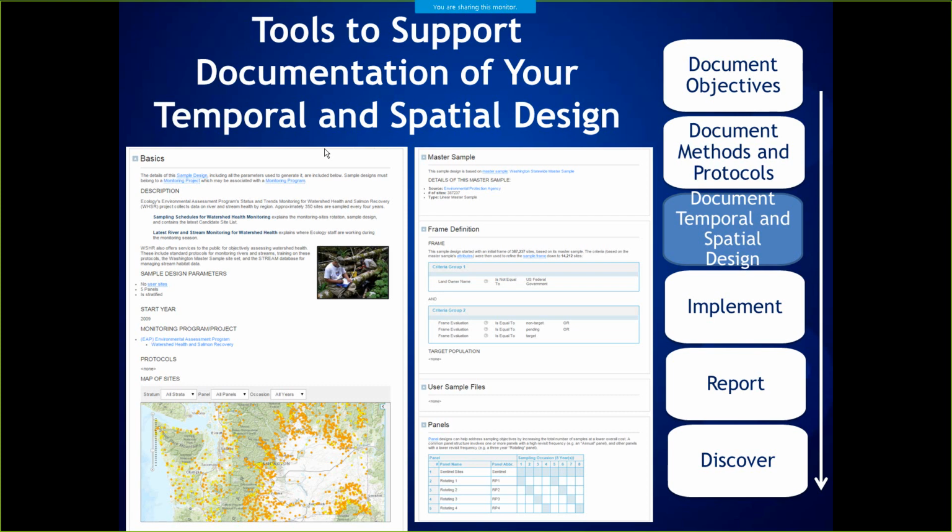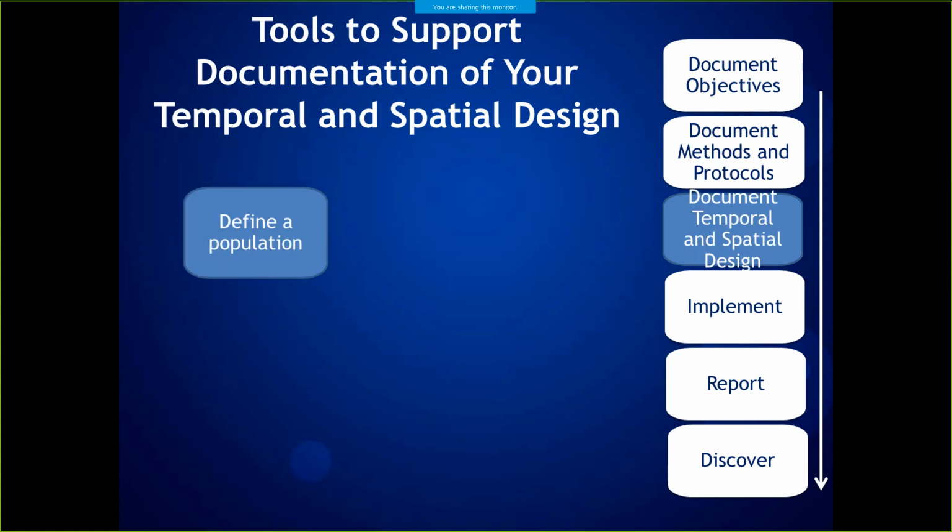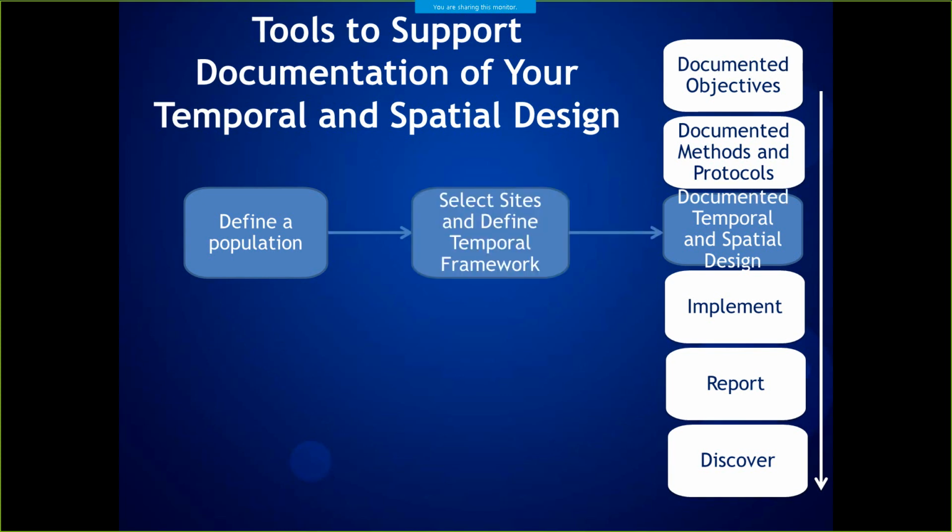And to do that, it's a multi-step process. Actually, the webinar you're hearing today goes in conjunction with the webinar that we'll be doing in July. So what we're going to cover today is the process of defining a population. To document your temporal and spatial design, you first need to start with a set of sites. Those are the full list of sites where you could plan on sampling over your study time frame. And then you need to select which sites are going to be sampled when, and you need to define your temporal framework. So that's the process you need to get to document your temporal and spatial design.